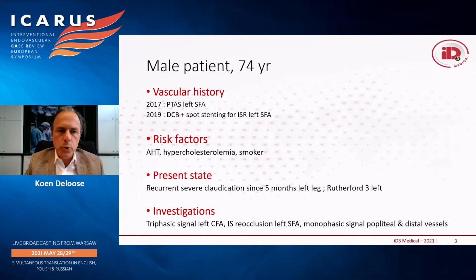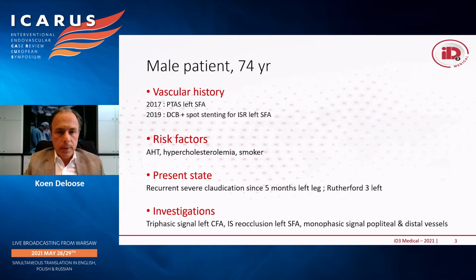I want to present you one of my patients, a male patient, 74 years old. In the history, PTA and stenting in the left SFA in 2017, and in 2019 already a treatment for the in-stent restenosis in the left SFA with BCP and spot stenting. The patient is still smoking, has some hypertension and hypercholesterolemia, and is presenting again with Rutherford 3 on the left side, severe claudication since a couple of months.